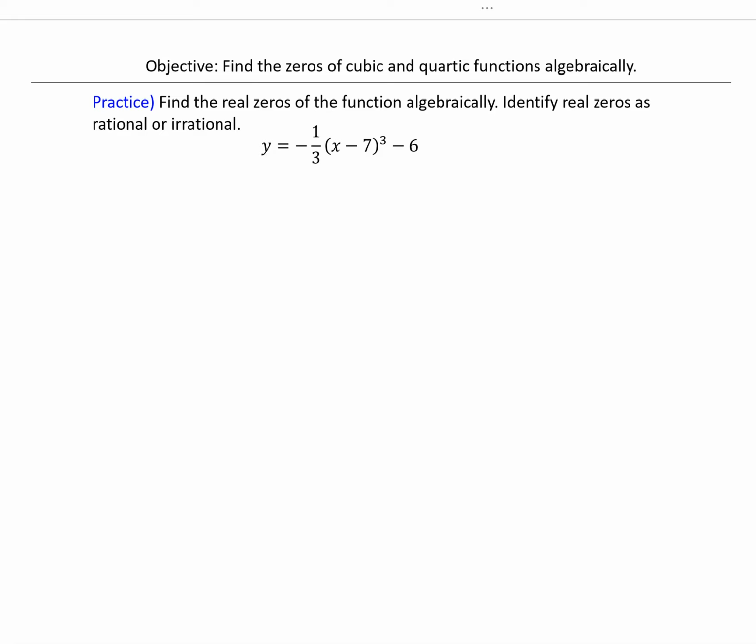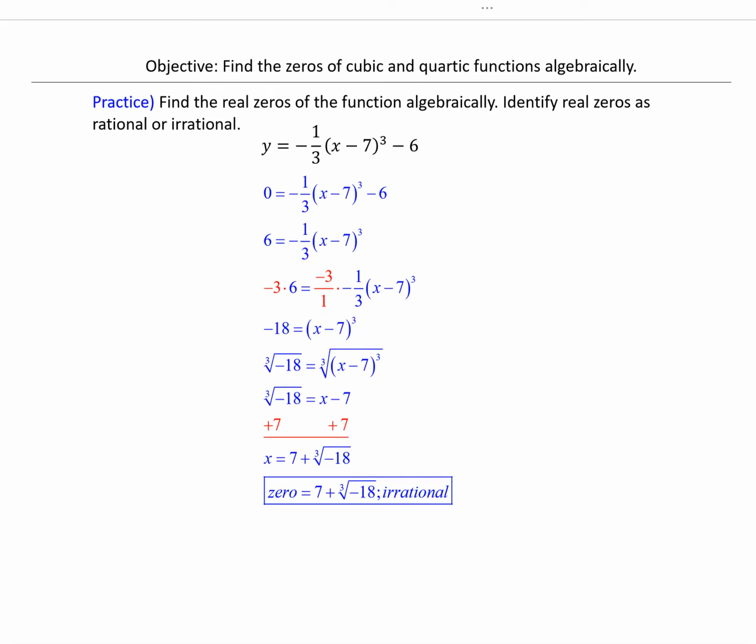All right, let's take a look at the result here. Here we go. So now you can see the progression: adding 6, multiplying by the reciprocal of -1/3, which is -3, then taking the cube root of both sides. The cube root of -18 is not a rational number, but it is real. So this has nothing to do with i, but it is irrational. There's no integer that's going to give us -18 when we multiply it times itself 3 times. So it just stays, notice, the cube root of -18, and it is irrational.